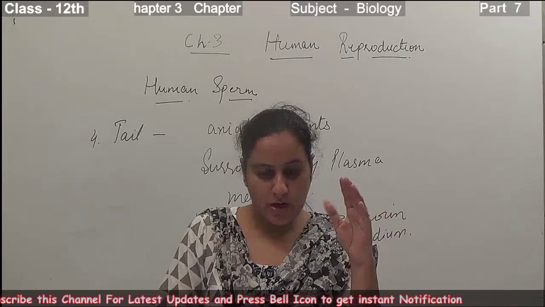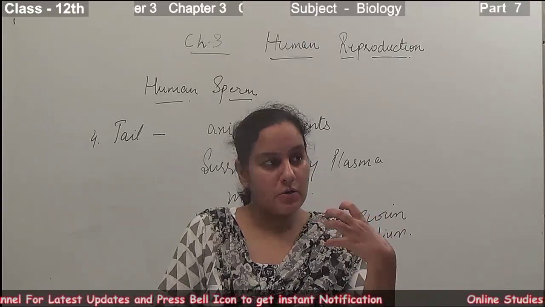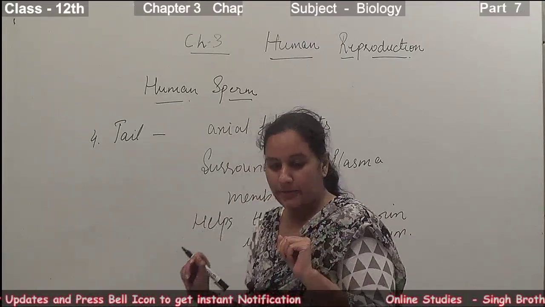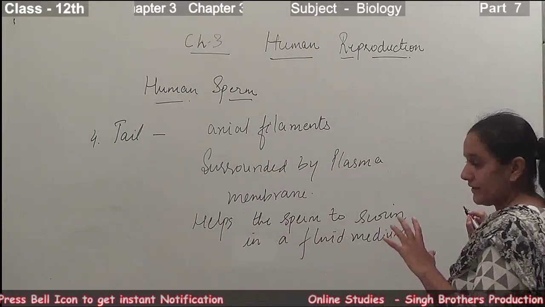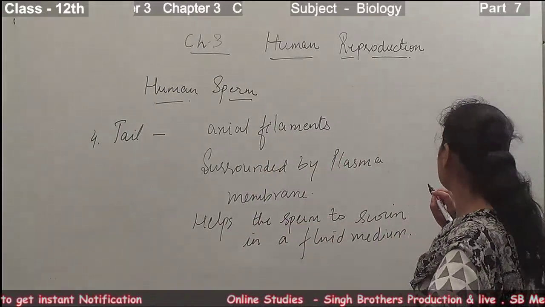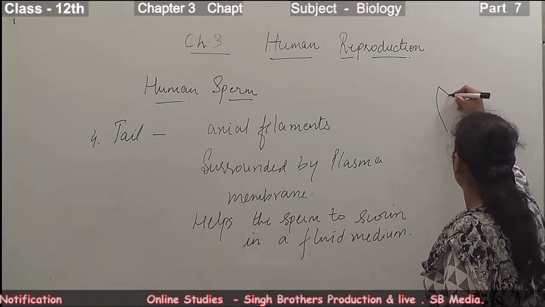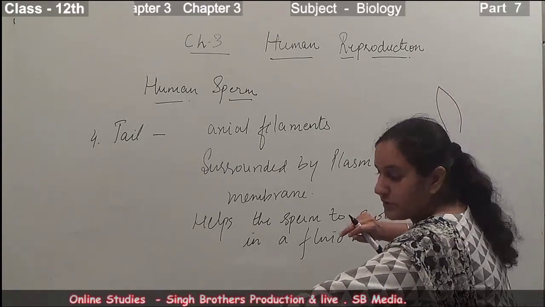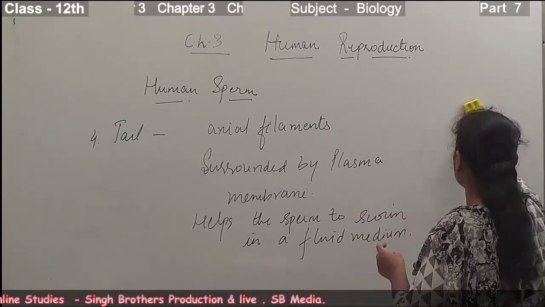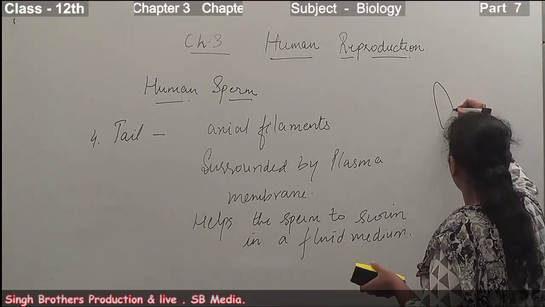So this is all about the four parts of the human sperm. I am going to draw a diagram so that I can explain it once again with the diagram. I am not so good at diagrams. This is just for your reference.